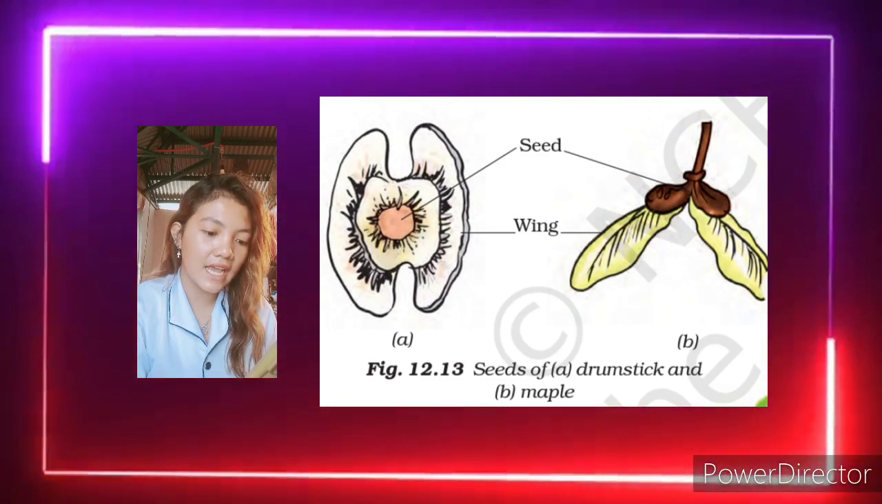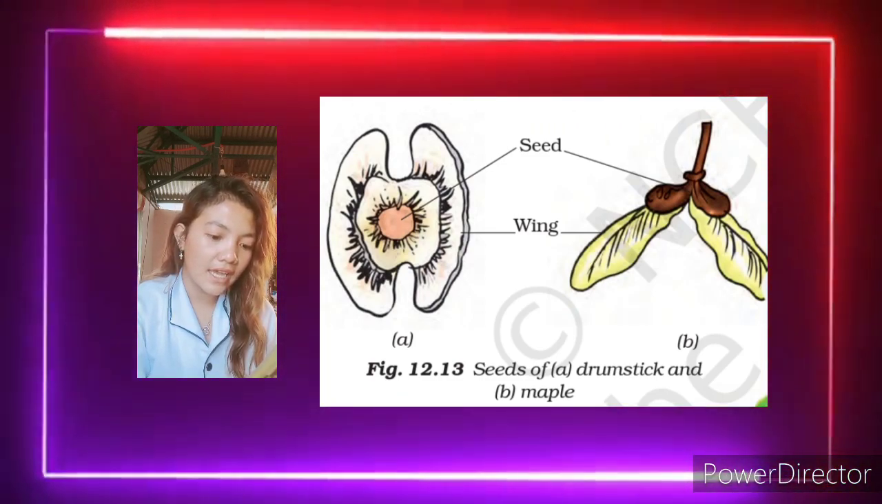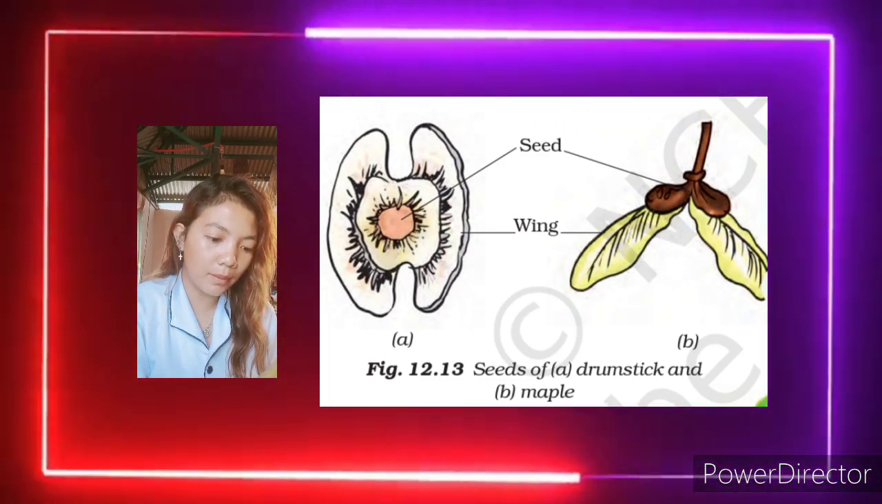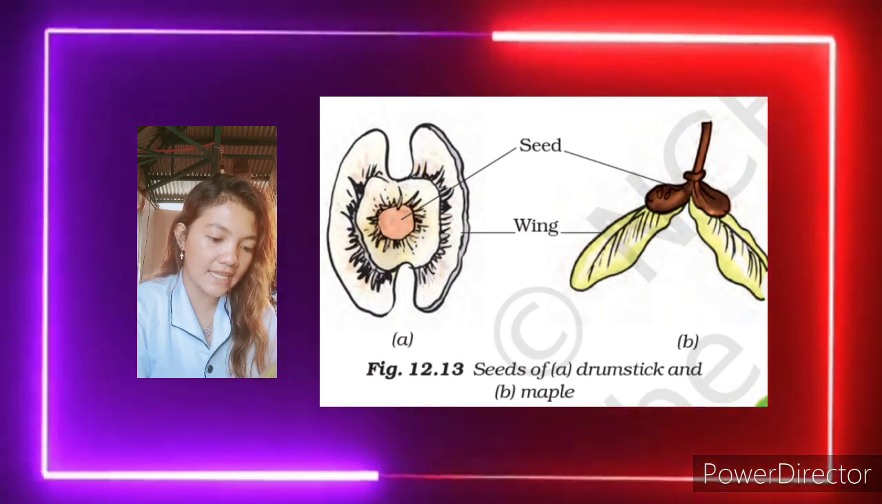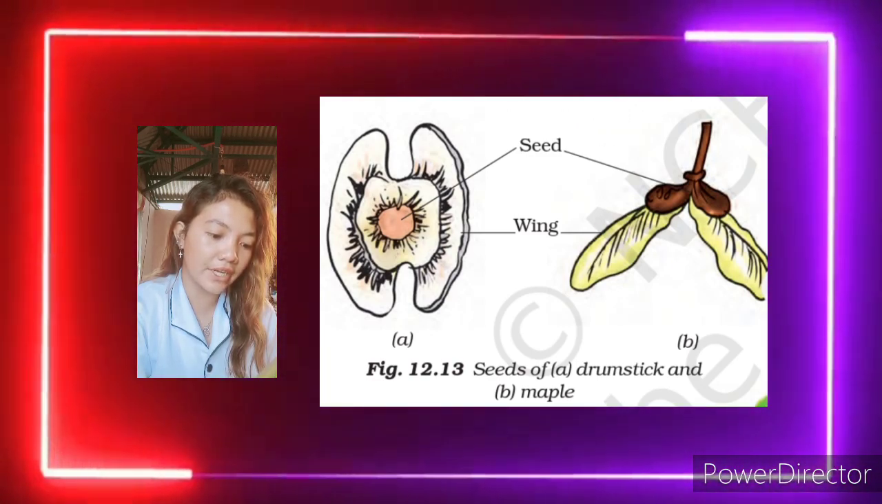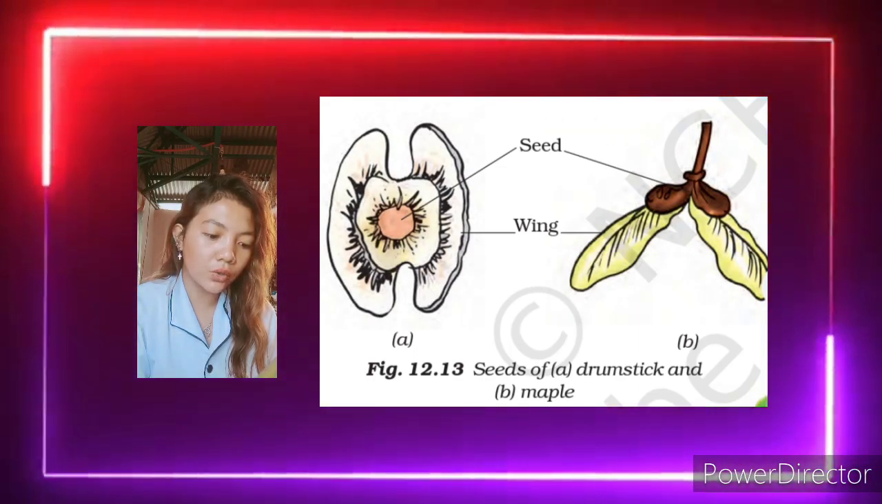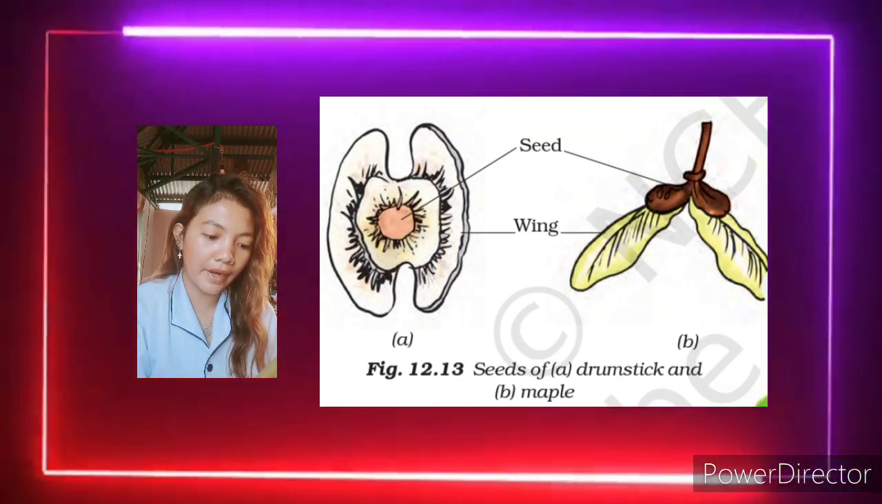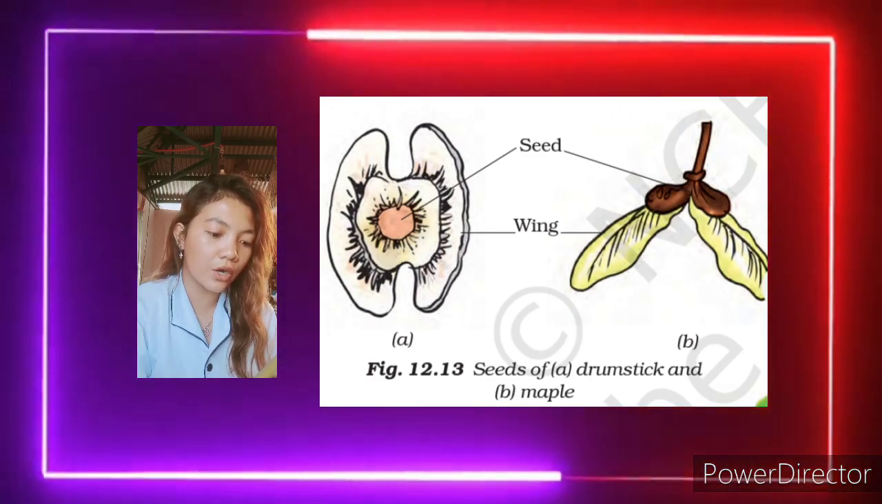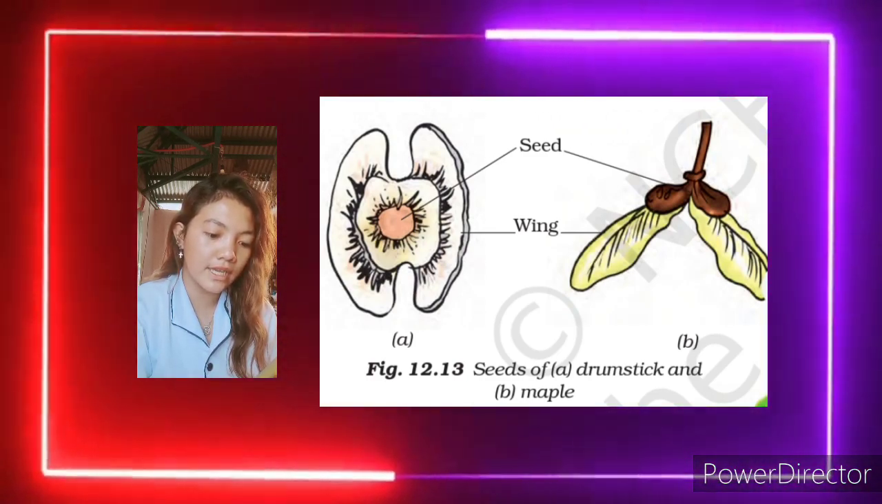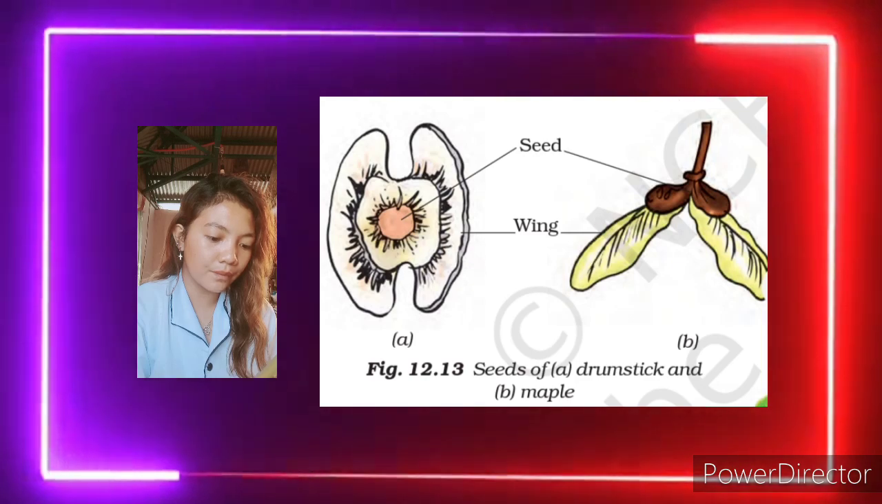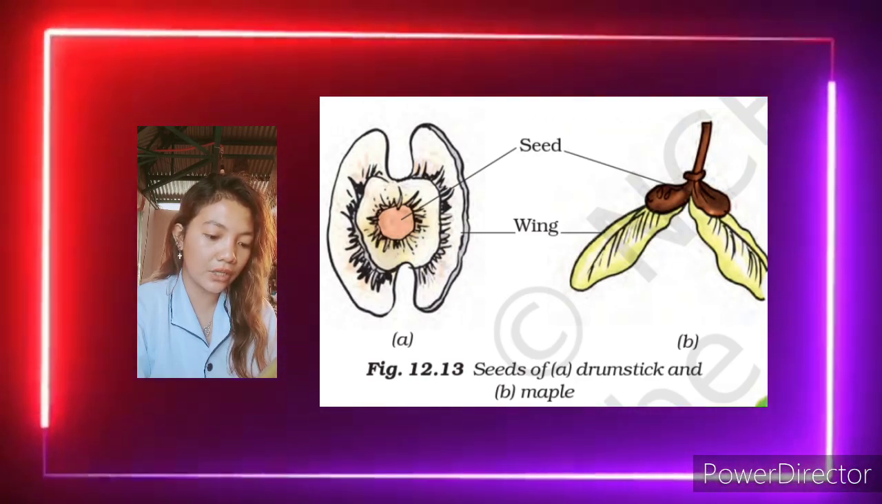And the last, seed dispersal. In nature, the same kind of plants grow at different places. This happens because seeds are dispersed to different places. Sometimes after a walk through a forest or a field or a park, you may have found seeds or fruits sticking to your clothes. Did you try to observe how these seeds were clinging to your clothes?